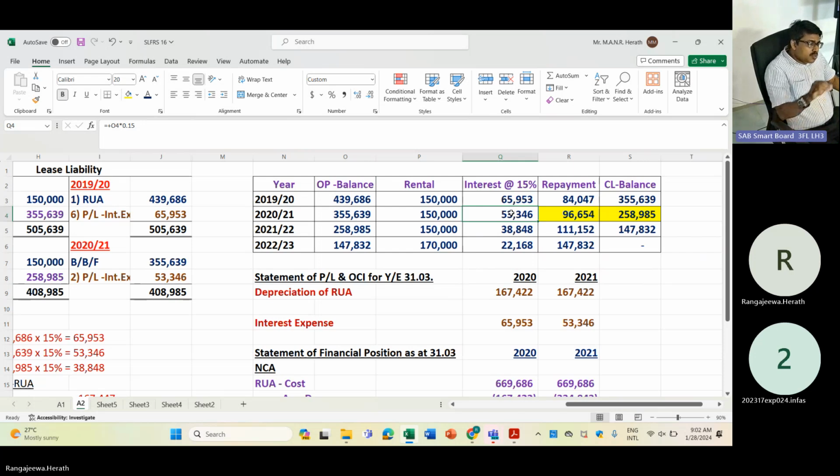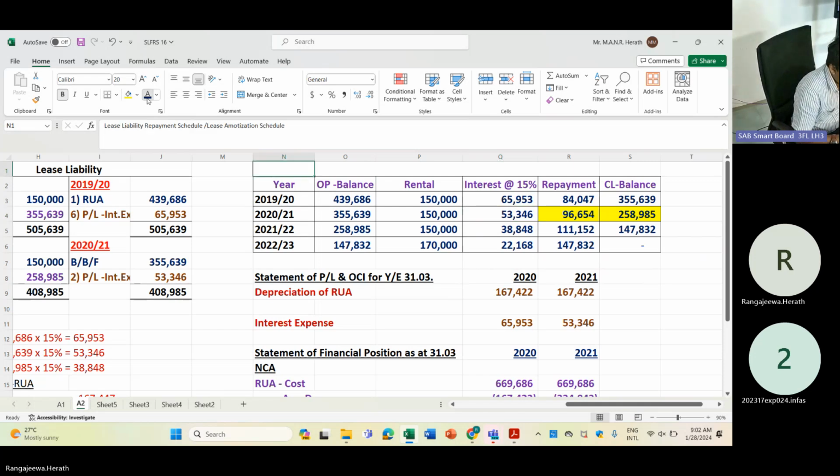Or sometimes you may be asked to prepare the lease liability repayment schedule. This is called lease liability repayment schedule, and lease amortization schedule.